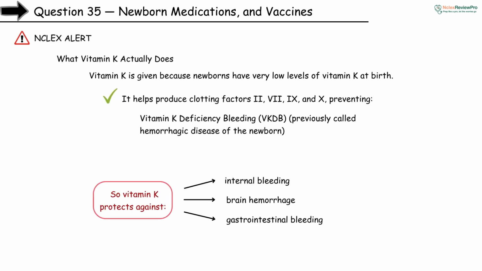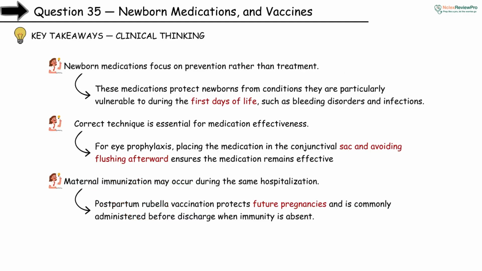Now let's anchor one high-yield concept. Vitamin K prevents bleeding, not jaundice. It supports clotting factors 2, 7, 9, and 10. This is a very common exam trap. And here's a technique tip. For erythromycin, clean first. Apply to conjunctival sac. Do not flush afterward.